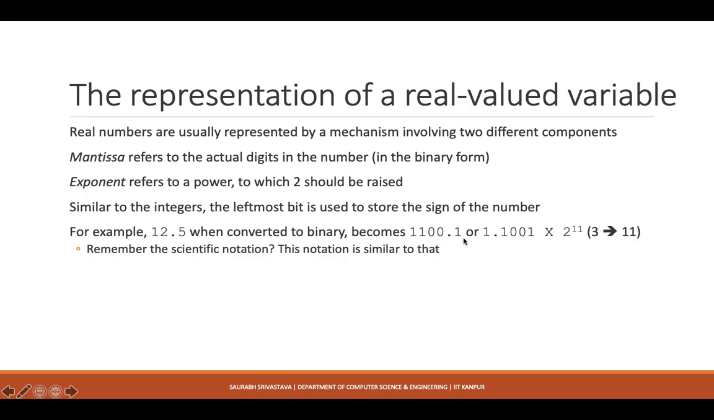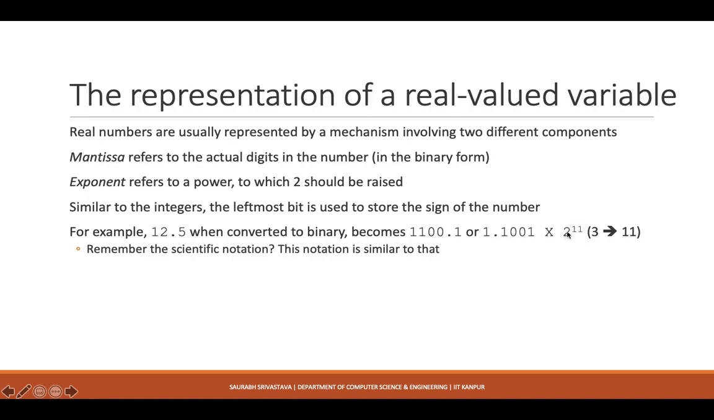1100.1, and what I have done is I've just taken the decimal point here, and this means that I have to shift it by 3 points, right? And that is why I've written 2 raised to power 11. This is not 11, by the way. Okay, this is 1 1. This is binary.